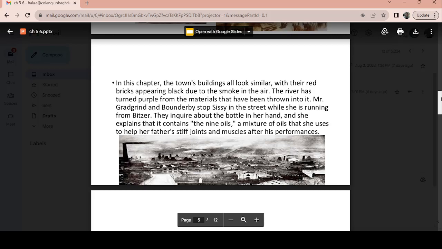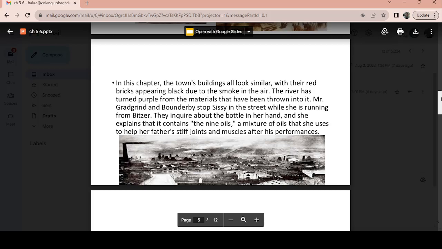So in this chapter, the town's buildings all look similar, with their red bricks appearing black from the smoke in the air. The river has turned purple from the materials that have been thrown into it. The trash of the factory was thrown in the river, and that's why the color of the river turned purple.